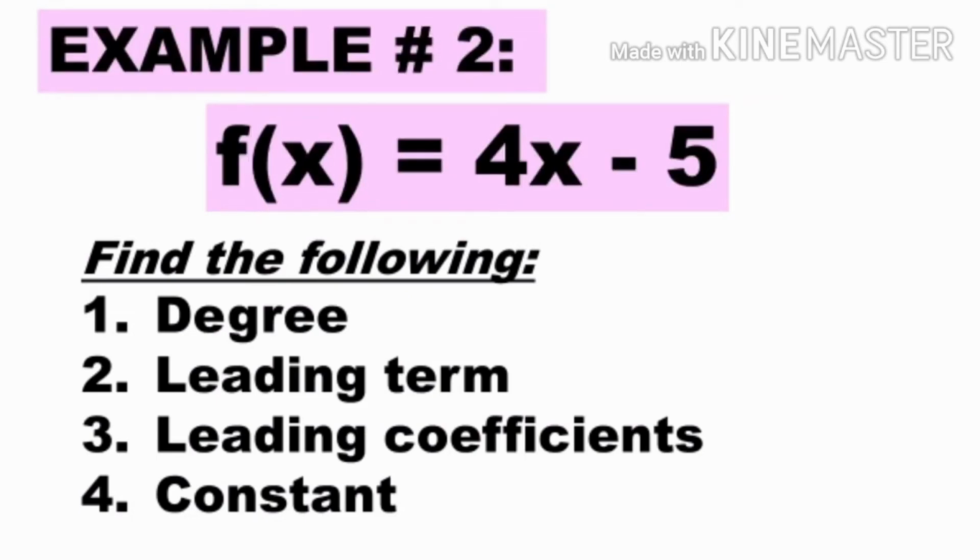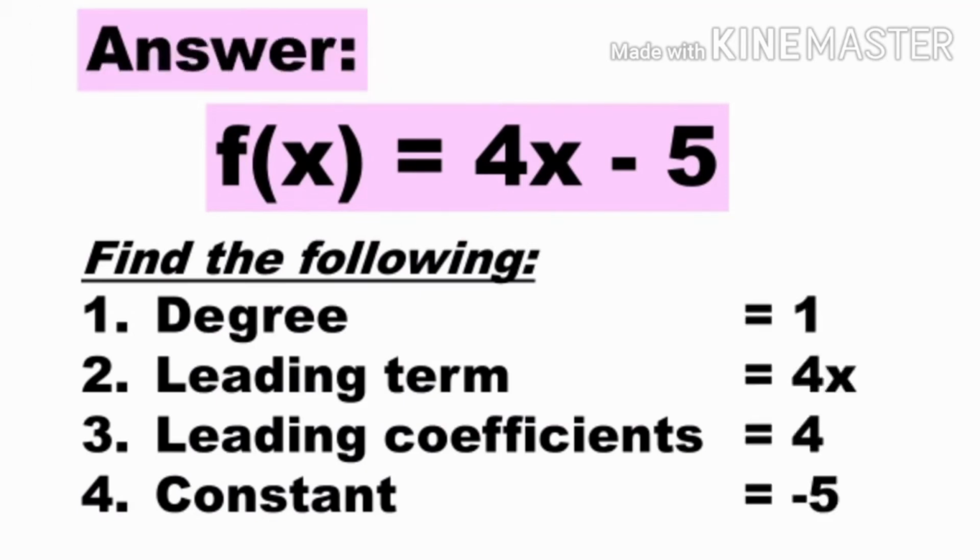Okay, number 2. We have f of x equals 4x minus 5. Remember na kapag wala tayong nakikitang exponent ng variable, ang exponent nun ay 1. So now, ang degree ng given function natin, which is 4x minus 5, the degree is 1. And the leading term is 4x. The leading coefficient is 4. And the constant is negative 5.